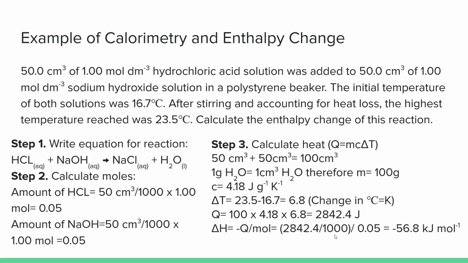joules. And so after you do that, you're going to divide it by your moles, which is going to be 0.05, because they're going to react evenly according to mole ratios. And you're going to get negative 56.8 kilojoules per mole. That's going to be your answer to the question.